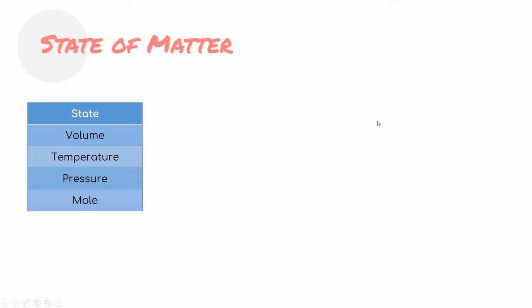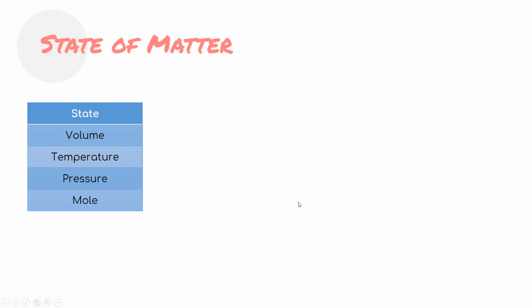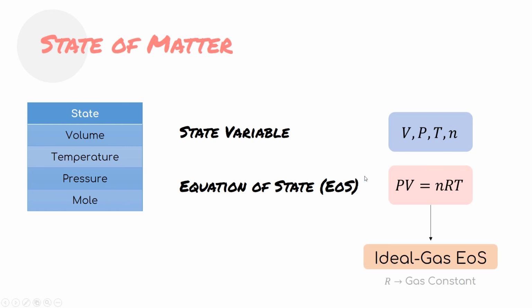If we have this information, then we can define the state variables. Nothing surprising: volume, pressure, temperature, and number of moles, because this is the suitable information you can use to identify the state. So they're the state variables. The relationship between the state variables is the equation of state. The work by these people gives you the ideal gas law, or ideal gas equation of state, where R is the gas constant.